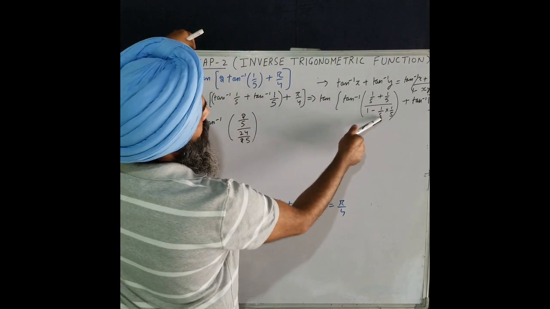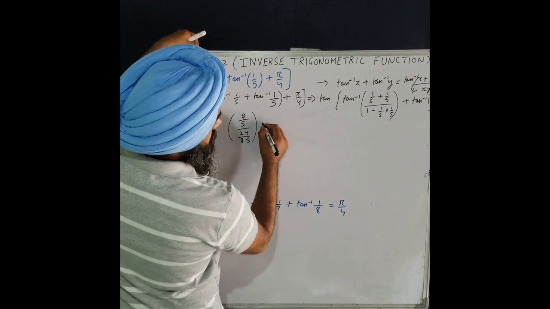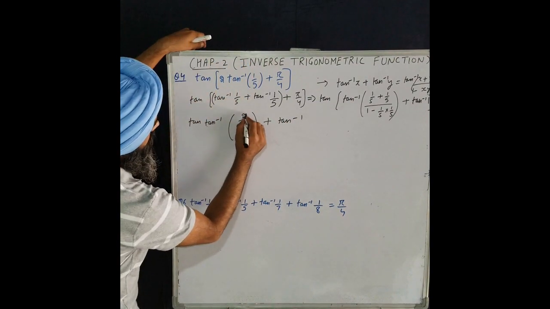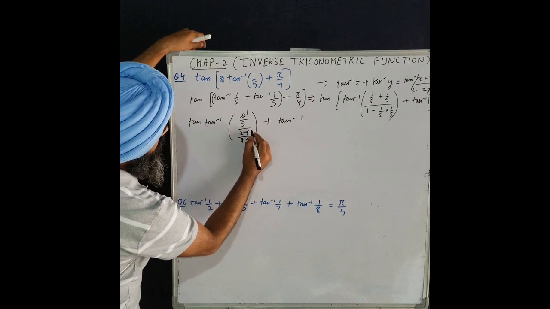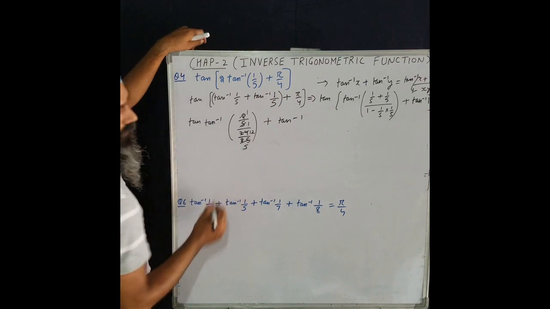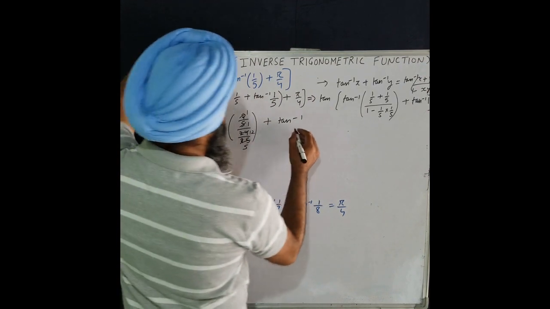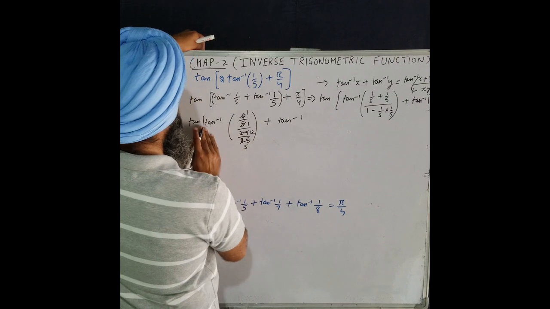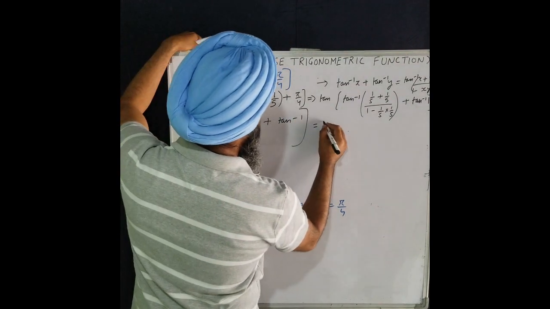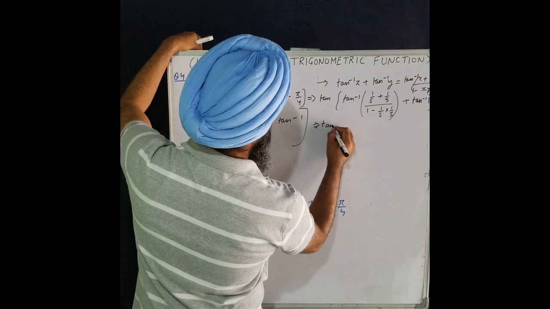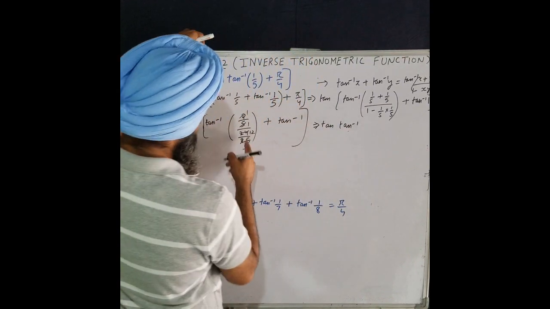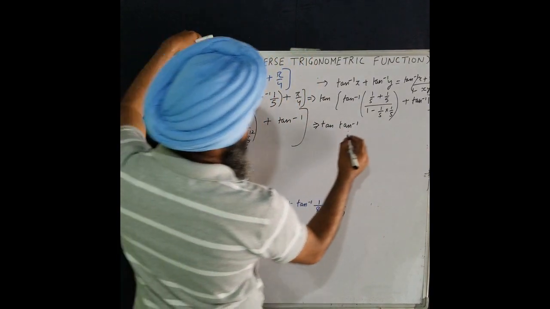Just take the LCM on numerator and denominator, we get this beta, plus tan inverse 1. Now cancel out the value beta, 2 ones are 2, 12 beta, 5 ones are 5, 5 fives are 25. So it comes out to be beta tan inverse 5 upon 12.